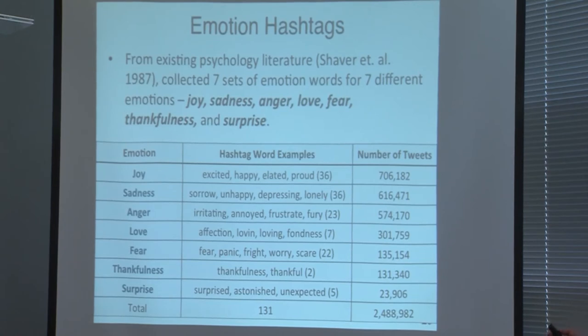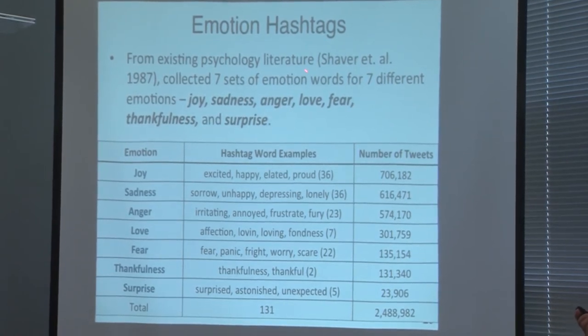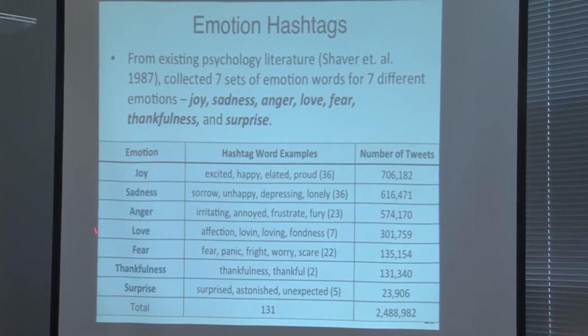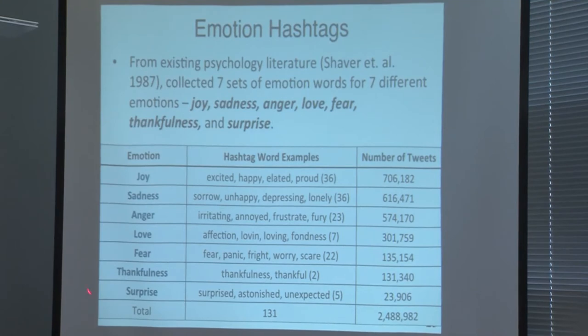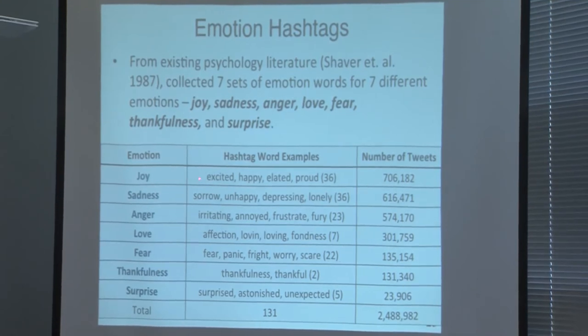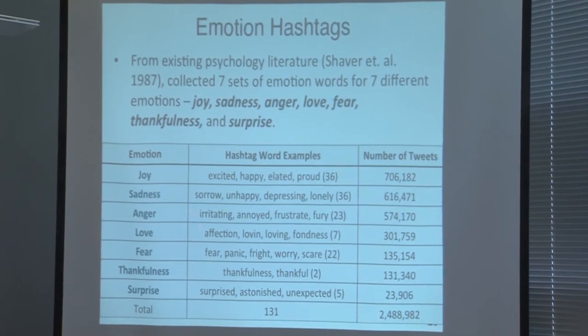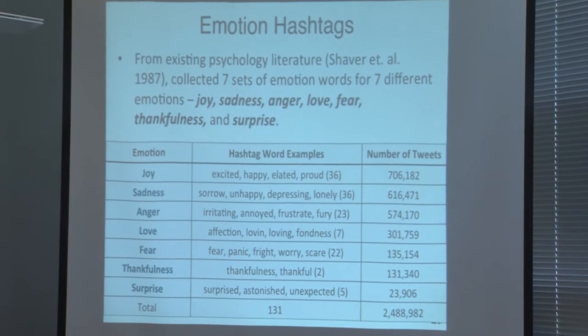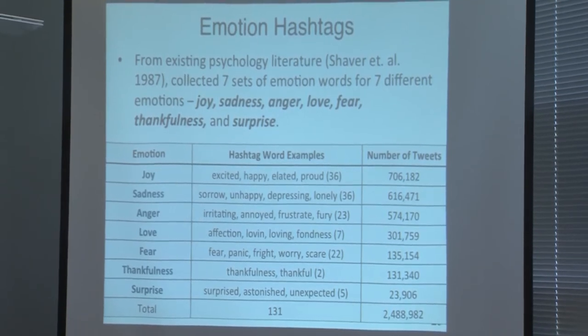So what I did was, I read the famous psychology literature and collected different words for 7 different types of emotions. Then I put a hashtag in front of each word, and in total I used 131 emotion hashtags to filter the Twitter real-time stream. In 6 weeks, I collected about 5 million tweets.